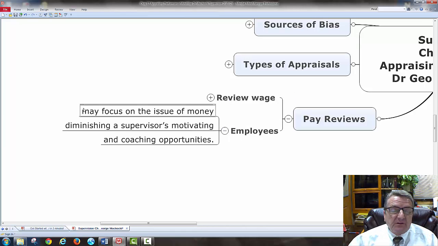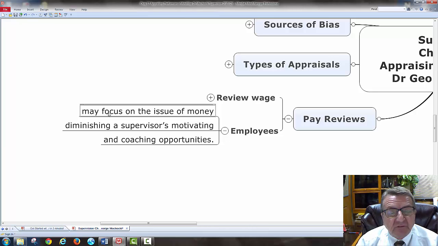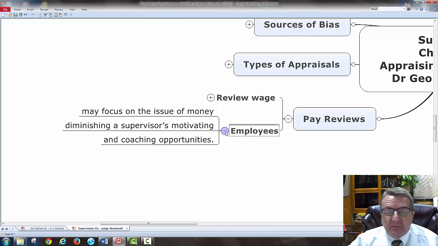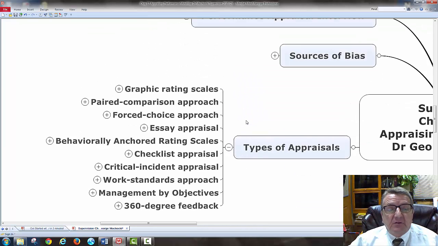Now, the employee may focus on the issue of money when you tie the two together. When he or she focuses on money, it diminishes the supervisor's motivating and coaching opportunity because they're focused on how much should I get. So what you may want to do is focus on the money later, after working on all this, and then the money would be at the end. Here's how much you get. I used to have a slip of paper, and they'd tell me, but I never knew.